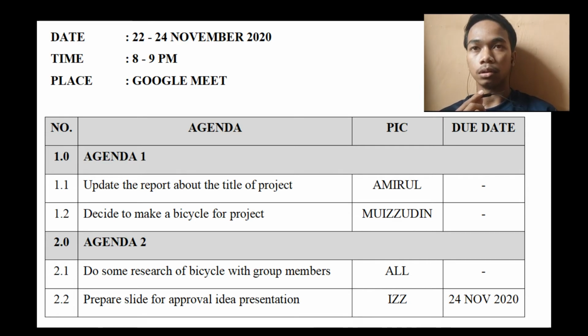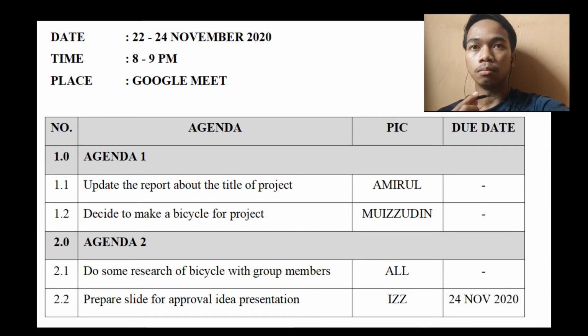The agenda for this meeting: we update the report about the title of the project, which is decided by Amirul. Second, we decide to make a bicycle for this project. The idea came from myself, Izzuddin. The second agenda for this project is we do some research on bicycles with group members. This includes all group members. And the last for this meeting, we prepare slides for the approval idea presentation, which is made by Daniel.